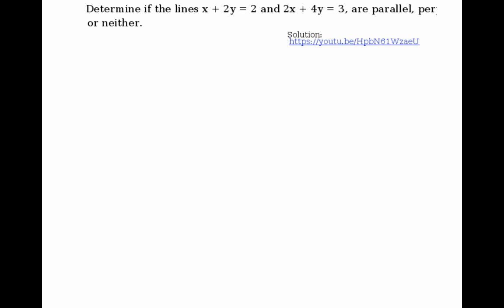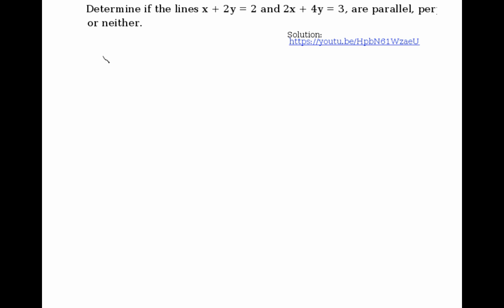But here we're going to find whether these two lines are parallel, perpendicular, or neither. And the solution to this problem also is posted here in this website on the YouTube channel. You can go back to that. But let's go ahead and explore this once again.